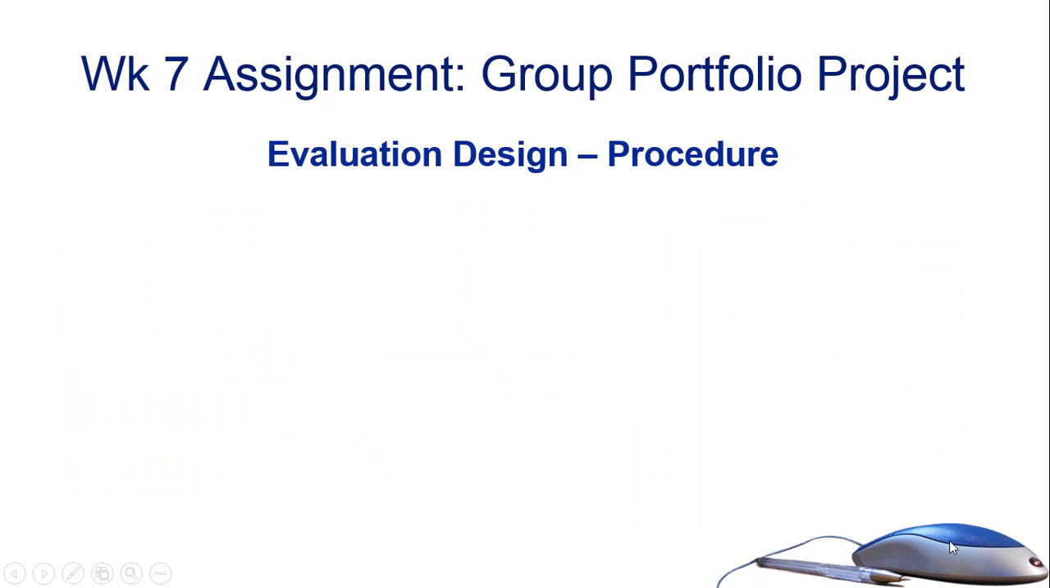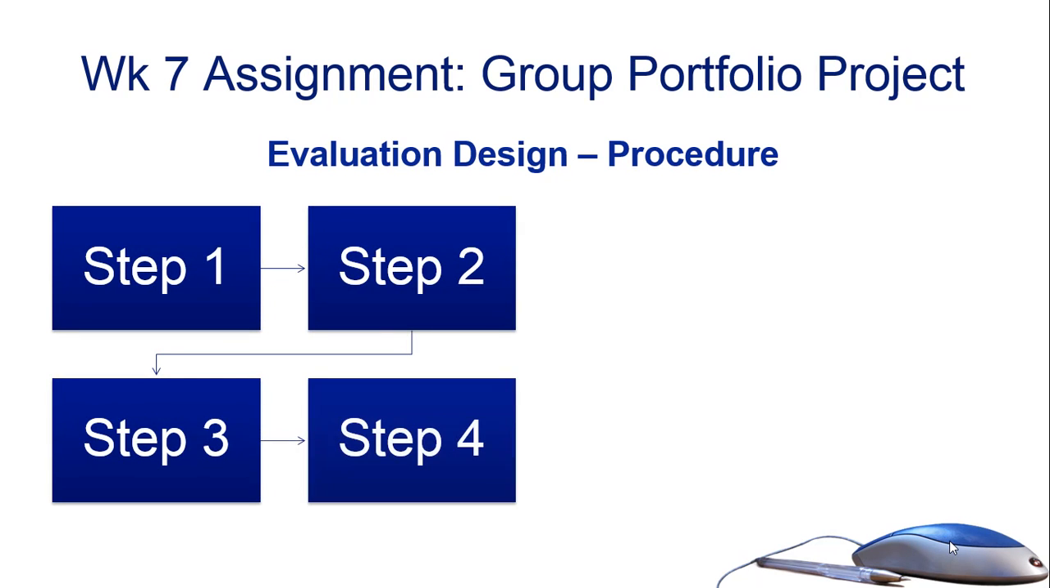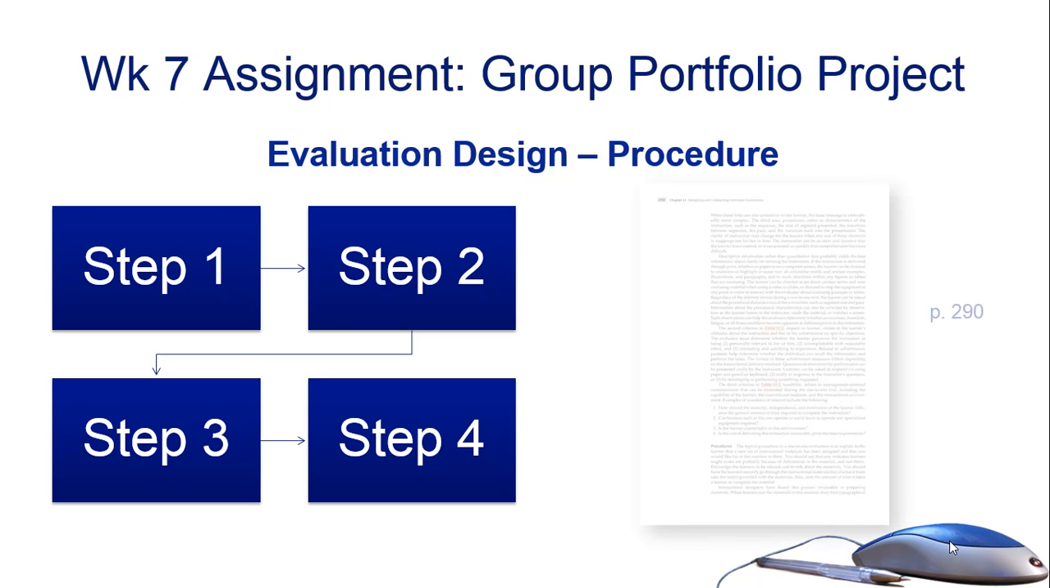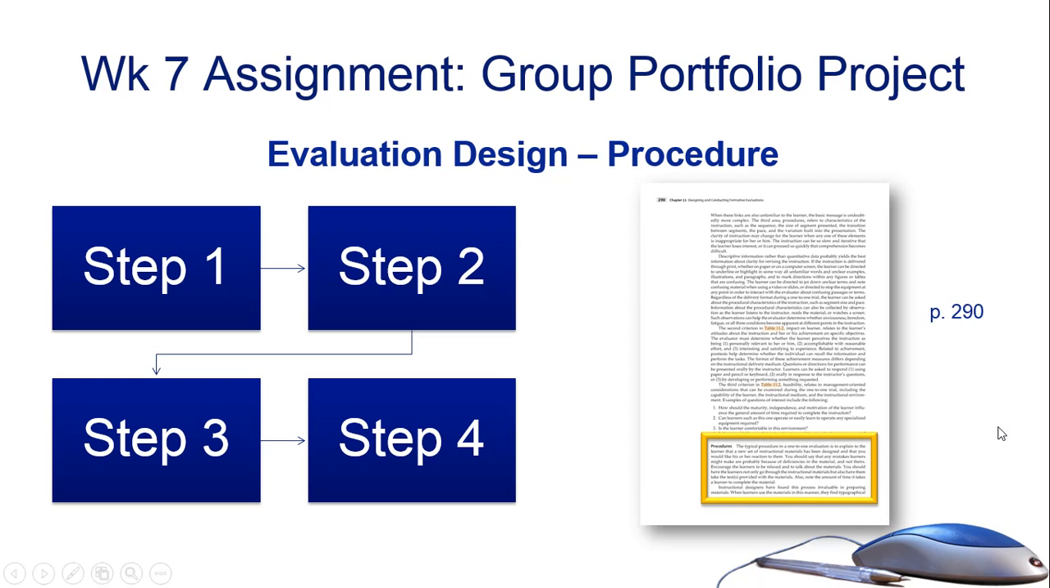The procedures section of your evaluation design basically just requires that you list the steps that you will go through to administer your evaluation design, or rather the steps that you went through when you conducted your evaluation. They don't have to be in a graphic format, just a list of steps that include what you did first, what instrument you administered when, and then what happened and all of that. And so page 290 starts the discussion of the procedure. So it gives you ideas on how to approach this section.